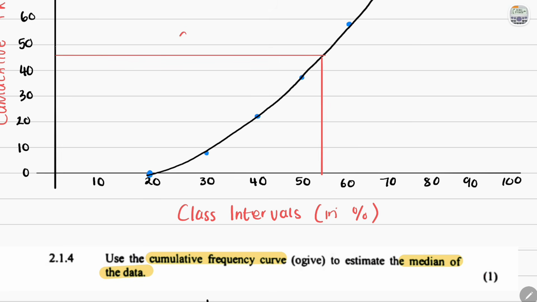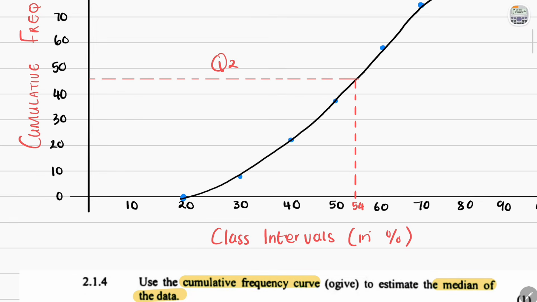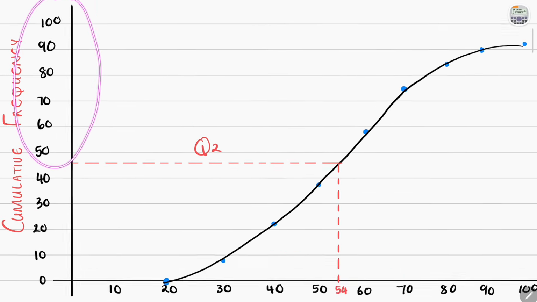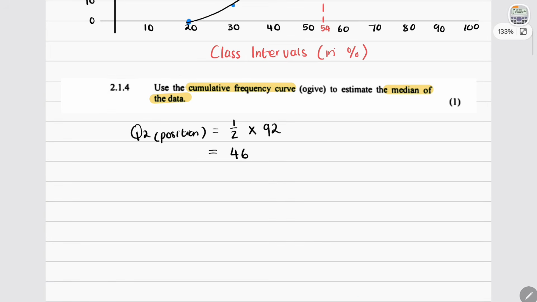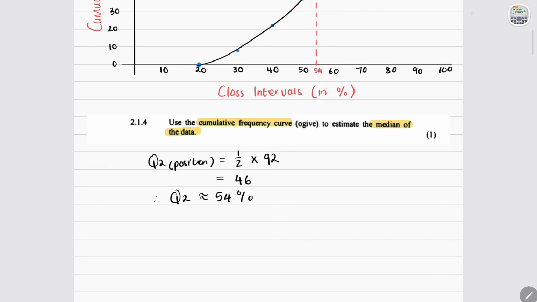So I'll say that Q2 is around 54%. Okay, so this just means that half the learners got lower than 54%, and the other half got higher than 54%. Okay, so that's what we have there. I'm just going to finally conclude that Q2 is about 54%, and that is our answer. Moving on to the next question.